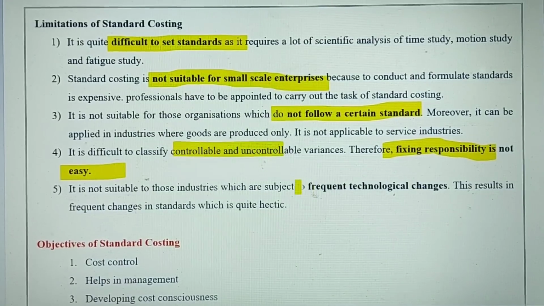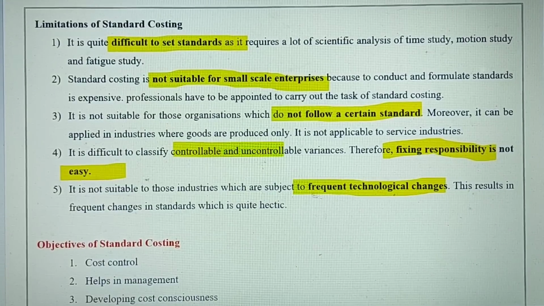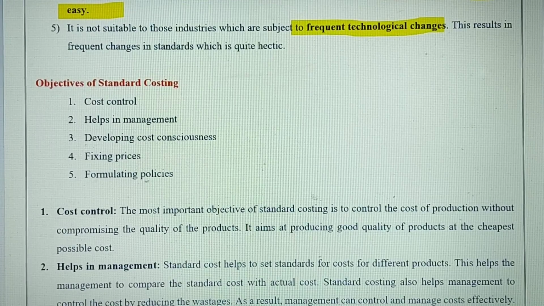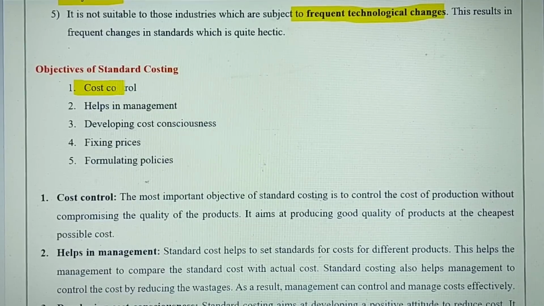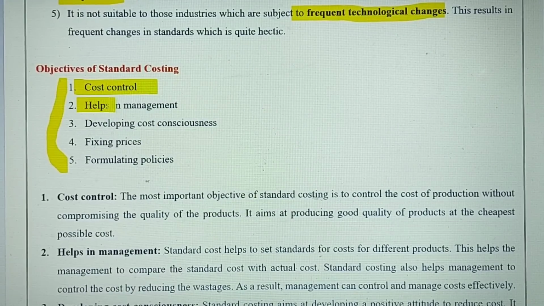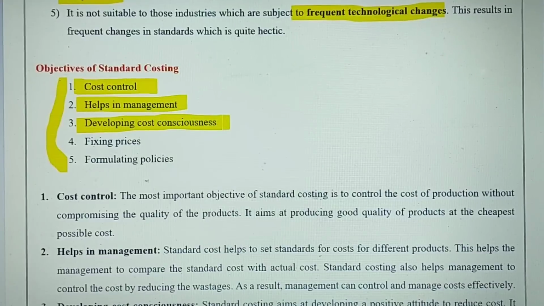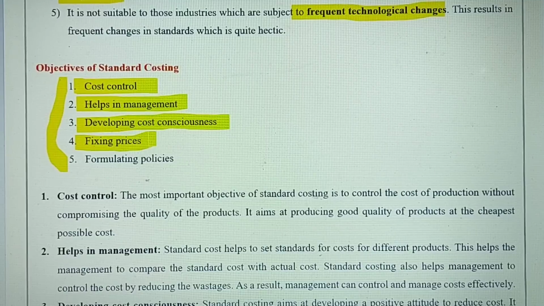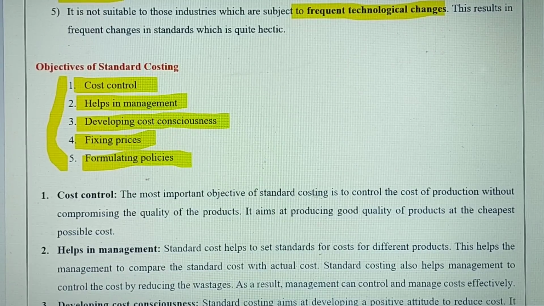And with technical age and the technical revolutions, where technology changes every now and then, it's very difficult to set standards. A few objectives of standard costing: firstly, to control the cost. All these points need to be expanded, my dear friends. And it helps the management to take decisions, and it also helps the workers and the management to be cost conscious, and to fix the prices and to formulate the policies. So these are all the important objectives which need to be explained.